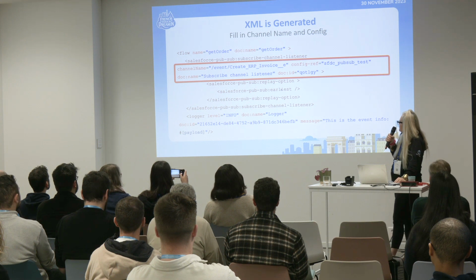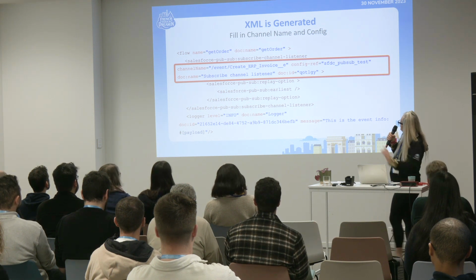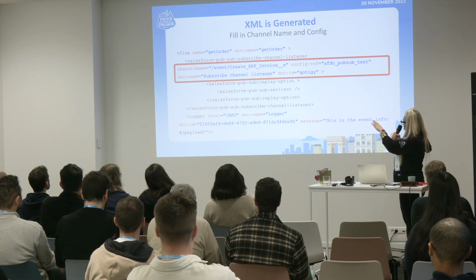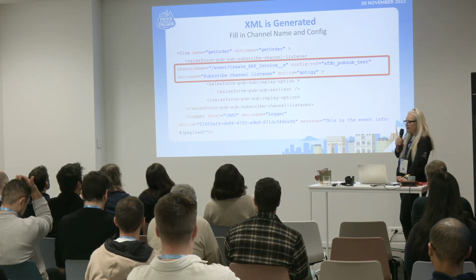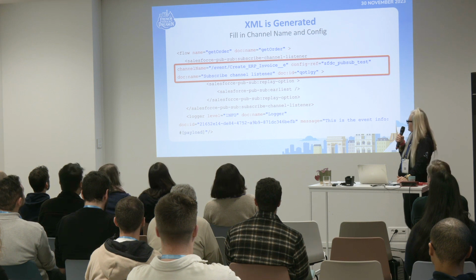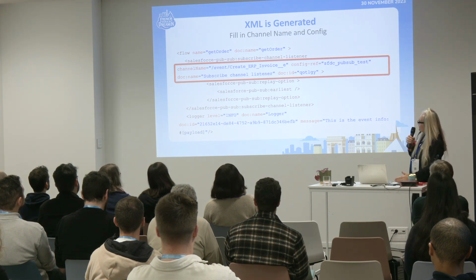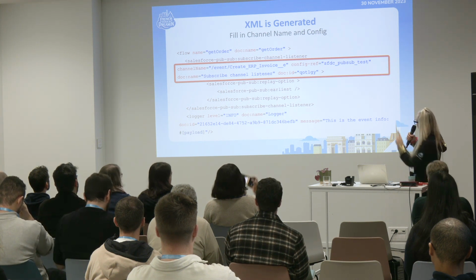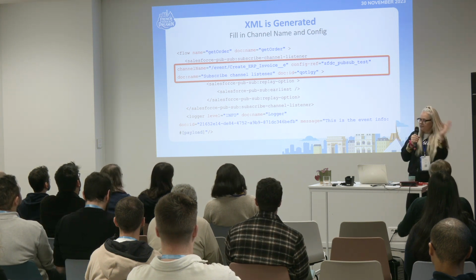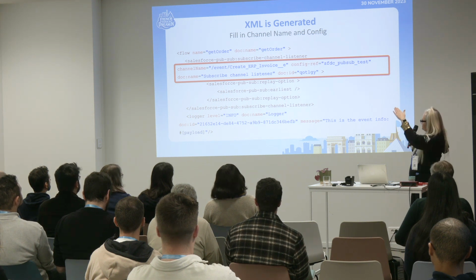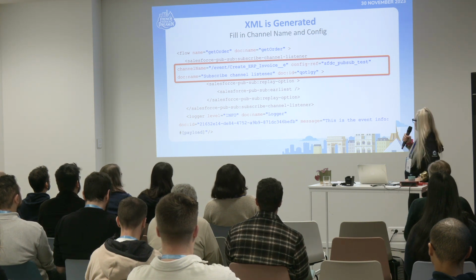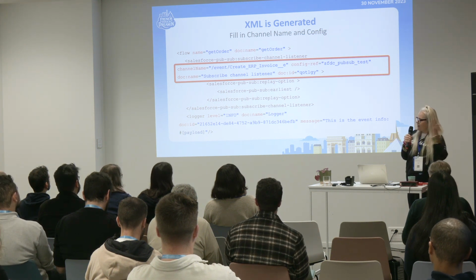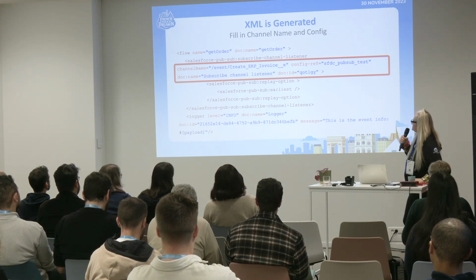So this generates some more XML for you, and then you want to fill out some of these things here. The channel name is going to be the event channel in Salesforce. So that's usually /event/ the name of that platform event that you created. And then the config reference, that's the config that we just went through creating just before the flow tag. I gave it the name of SFDC pub sub test. So then you reference that configuration here. That's how it connects to the Salesforce org. And then the rest is just the default.